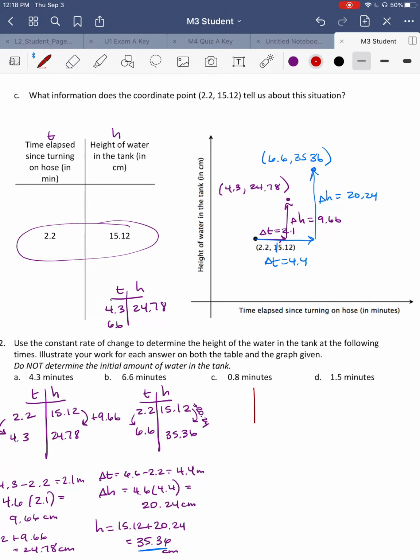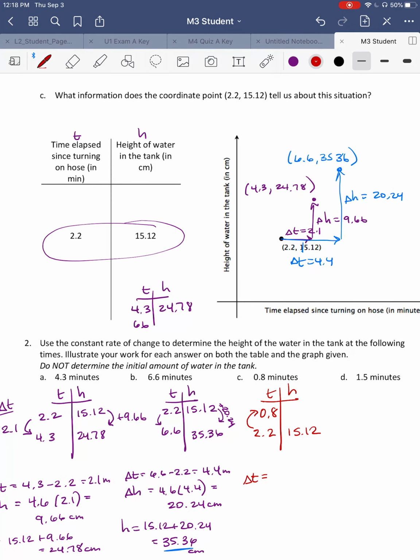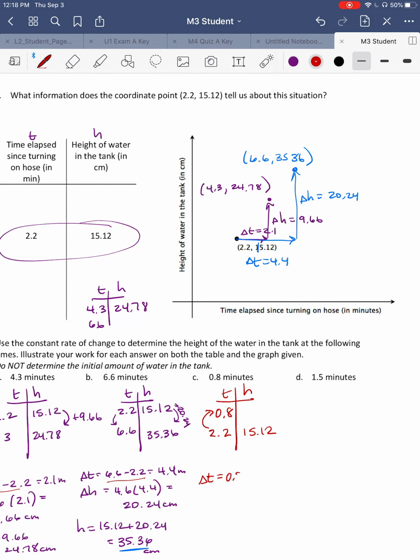So I'm going to go ahead and make my table again. This time I'm going to put the 0.8 first because we tend to think of tables as the input always increasing. You don't have to, but that's how we tend to think. So in this case, I'm not going forward in time, I'm going backward in time. So when I do my change in time, I'm going to use this same process. So here we did 4.3 minus 2.2, 6.6 minus 2.2. Here I'm going to do 0.8 minus 2.2, and I'm going to get negative 1.4. And so I'm going to get a negative change because I'm going back in time. So here I'm decreasing by 1.4 minutes.